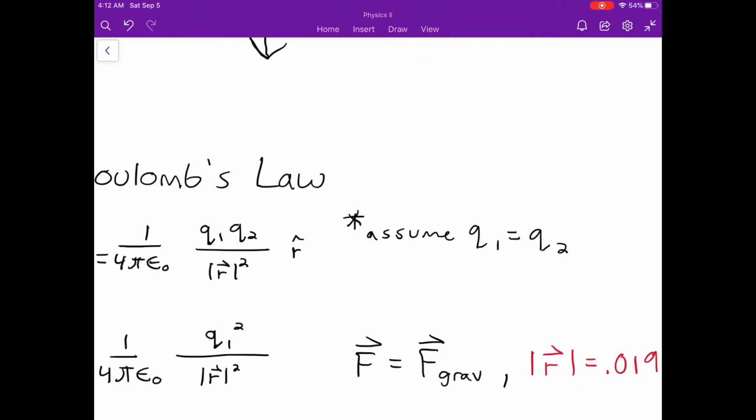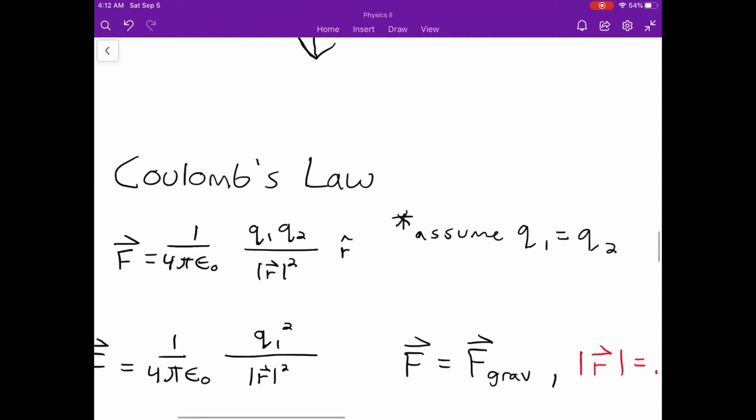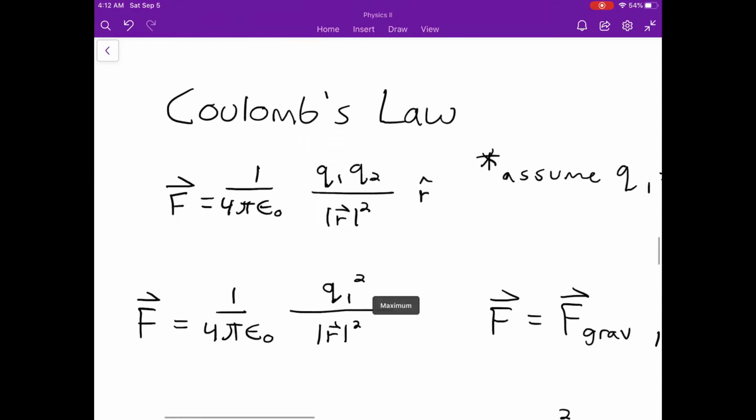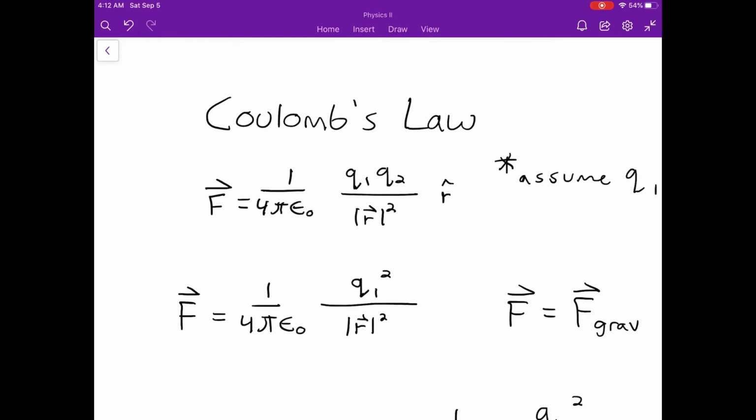Assuming that both tape pieces have equal and evenly distributed charge allows Q1 times Q2 to be replaced with Q1 times Q1, or Q1 squared. Also, because the forces are acting purely vertically, the unit vector of r can be ignored as long as it is kept in mind that the resultant force is acting upwards.